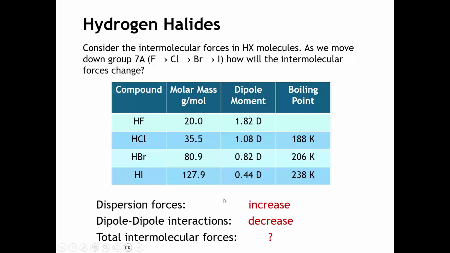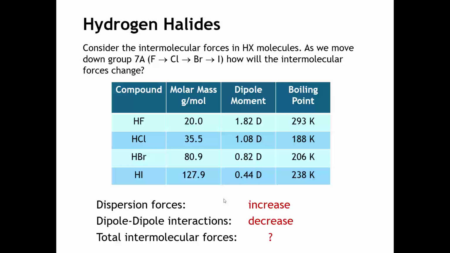So then let's make a guess for HF. If the trend continues, it might be a 150 or 160 Kelvin boiling point. What is the boiling point of HF? Oh, 293. It's way higher than all the others. I didn't see that coming. Well, actually, I did see that coming because I created this lecture, but you might not have seen it coming.